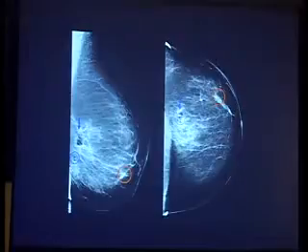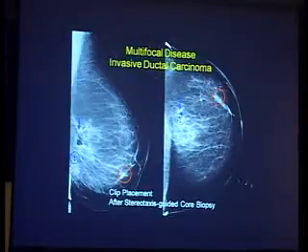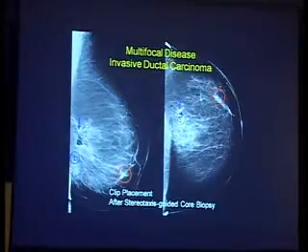And that's a stereotactic guided core with more air after the stereo. And this gave us a diagnosis of multifocal disease, both invasive ductal carcinomas. And another teaching point is just because we don't see this one, the blue one, doesn't mean that we won't see the orange one under second look ultrasound.